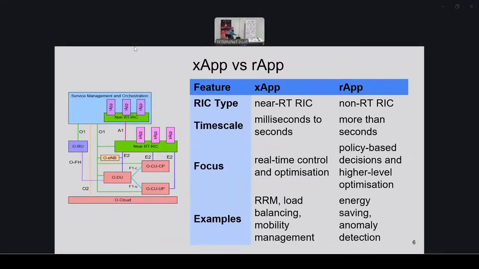Just also the slides to make the difference between xApps and rApps a bit clearer. I already said it's about a time scale. And because of this time scale, you also have different focus and applications of xApps and rApps. xApps is really when it's real time. So it means real-time optimization of the resources, balancing, mobility management. When things are not so real-time, there is optimization of energy management, which is on a longer term, a deeper study of anomaly detection, and then it goes to the non-real-time applications.